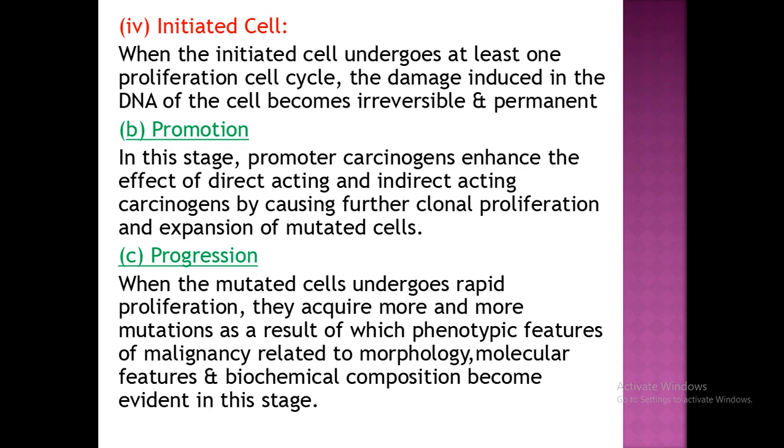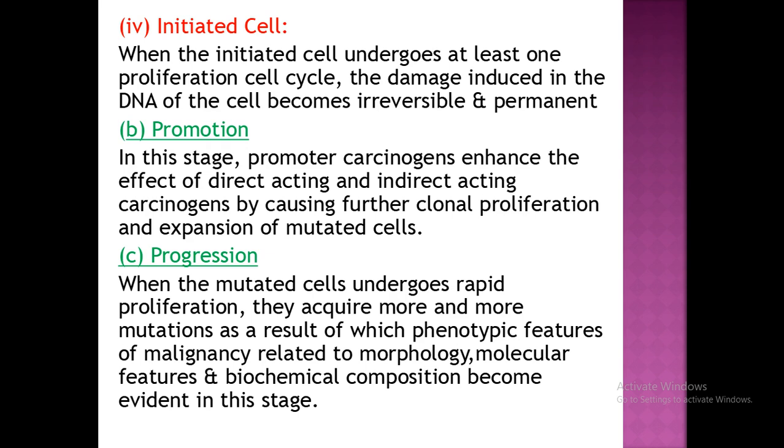Then the fourth step is initiated cell. When the initiated cell undergoes at least one proliferation cell cycle, the damage induced in the DNA of the cell becomes irreversible and permanent. That is why we cannot cure cancer. It is because the damage is irreversible and permanent.